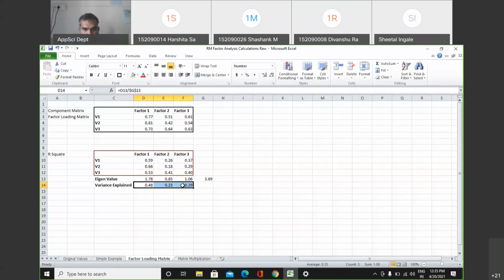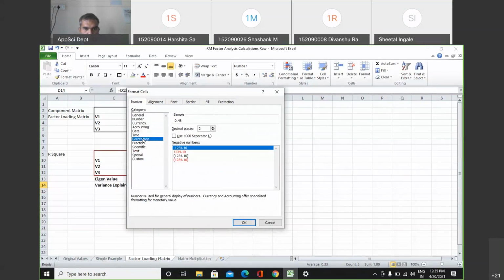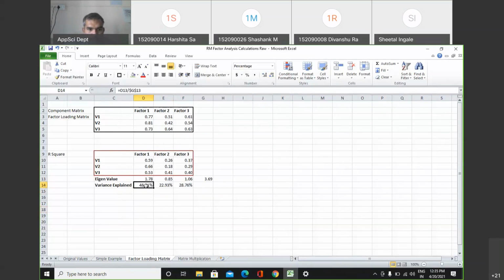So we can convert it into percentage, which makes more sense. We can keep two decimal places. So 48% is explained by factor 1. In the model, 48% of the variance is explained by factor 1. 22% is explained by factor 2 and 28% is explained by factor 3.